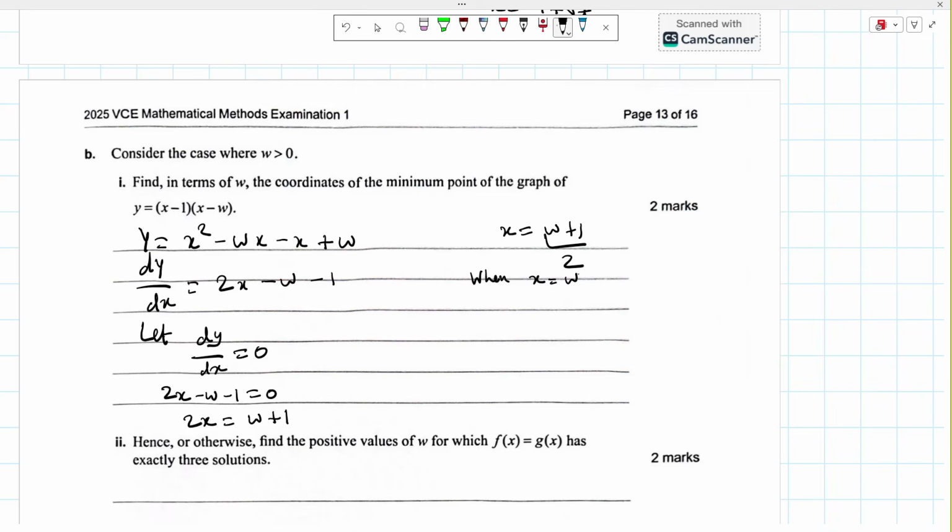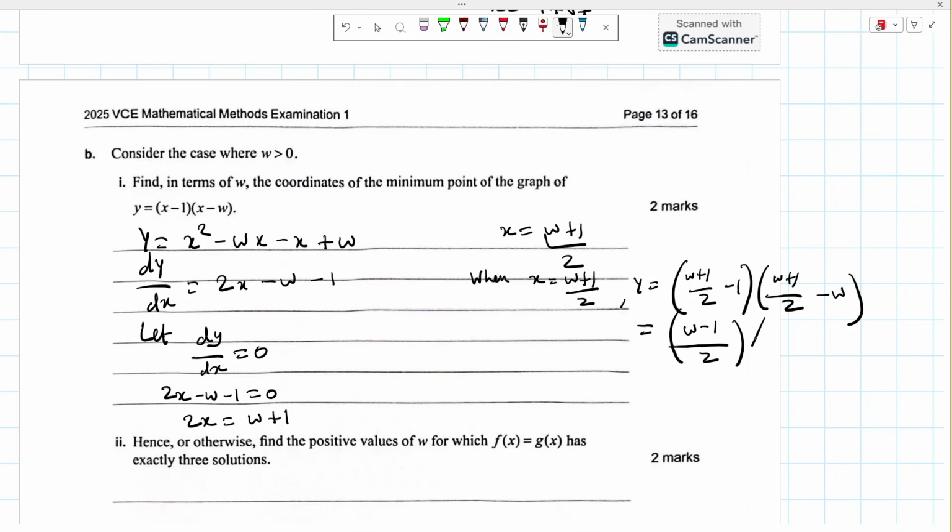So when x is equal to (w plus 1) over 2, y is going to be ((w plus 1) over 2 minus 1) times ((w plus 1) over 2 minus w). Now, what's (w plus 1) over 2 minus 1? That's (w minus 1) over 2. And what's (w plus 1) over 2 minus w? That's negative (w minus 1) over 2. Now, you might notice, if I factor out a negative, that's just (w minus 1) over 2.